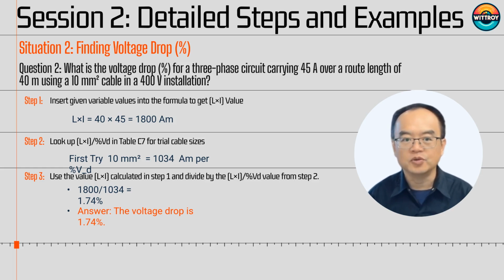Step 3. Use the value calculated in Step 1 and divide by the value from Step 2. 1800 divided by 1034 equals 1.74%. Answer: the voltage drop is 1.74%.